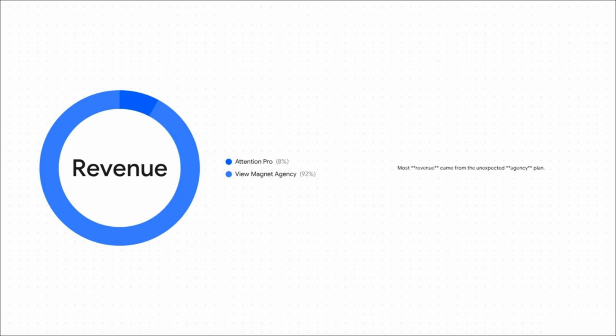The breakdown here is super interesting. Exactly 5 customers converted on that $99 pro plan for Attention Design. But the massive bulk of that $6,500, it actually came from the View Magnet agency plan. Agencies quickly realized they could use it to manage multiple creators and track analytics all in one place. So this unexpected secondary product actually became the high-ticket hero of the whole operation.